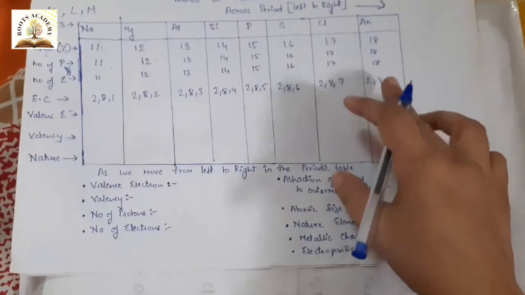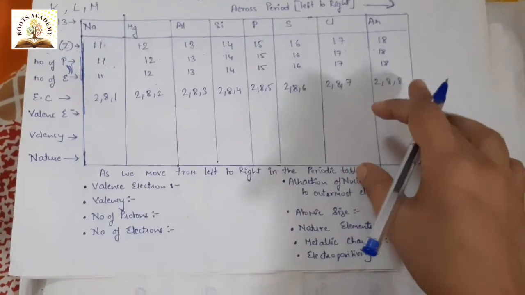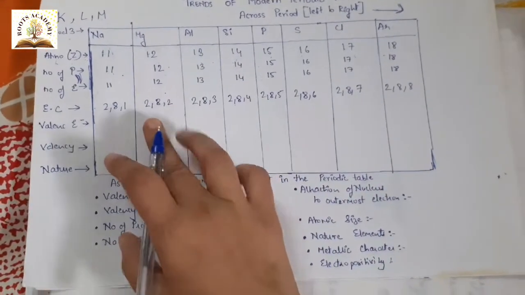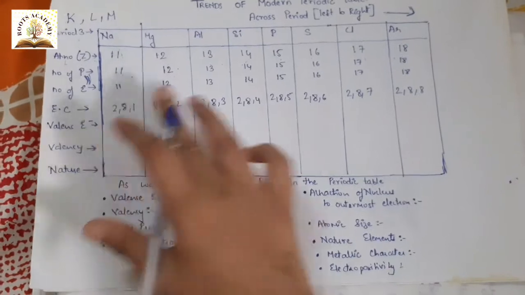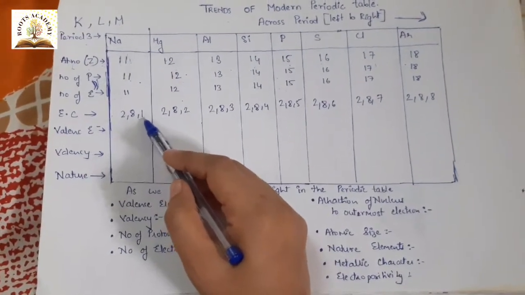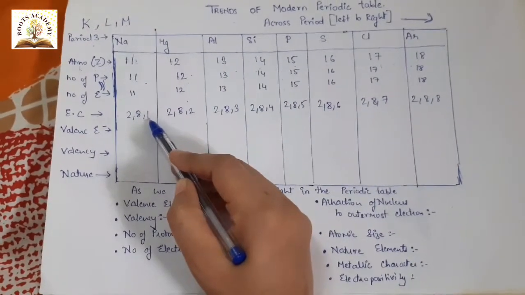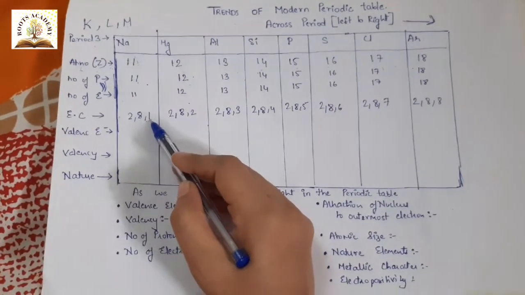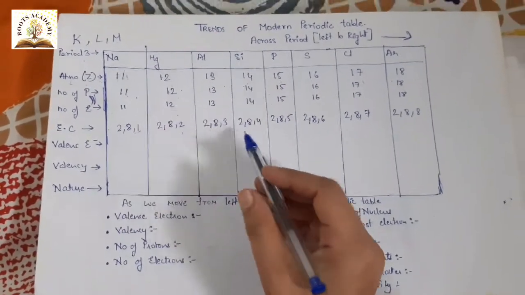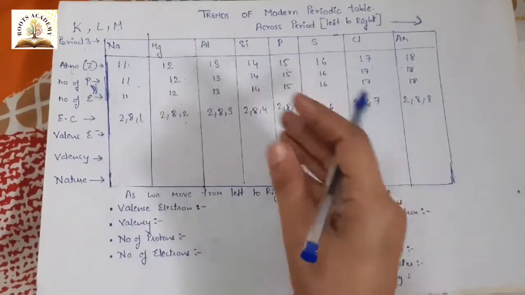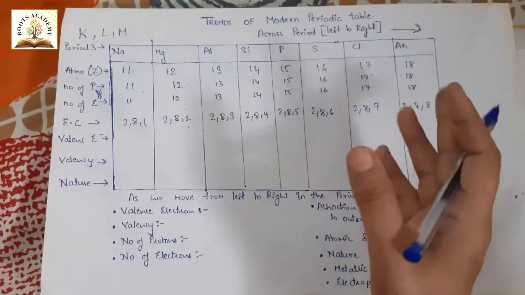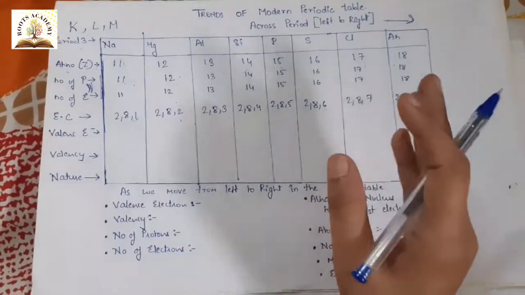Okay, 2, 8, 8. So the outer orbit has 8 electrons, so obviously it is stable. That is the reason argon is a noble gas. Now in the electronic configuration, can you see when you are moving from left to right, it is increasing. The valence electrons, the electrons present in the outermost orbit, are increasing by 1. Here it is 1, here it becomes 2, here it becomes 3. So the electrons are increasing when you are moving from left to right. Which electrons are increasing? The valence electrons are increasing by 1.